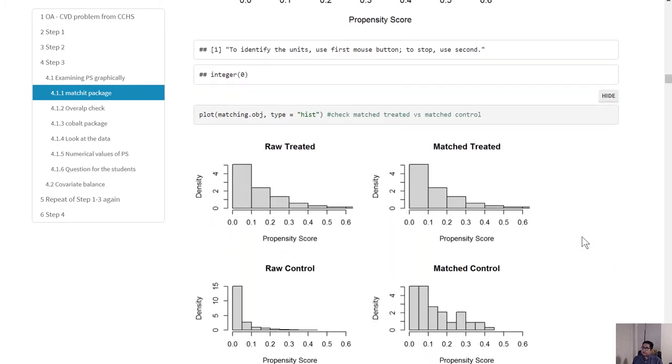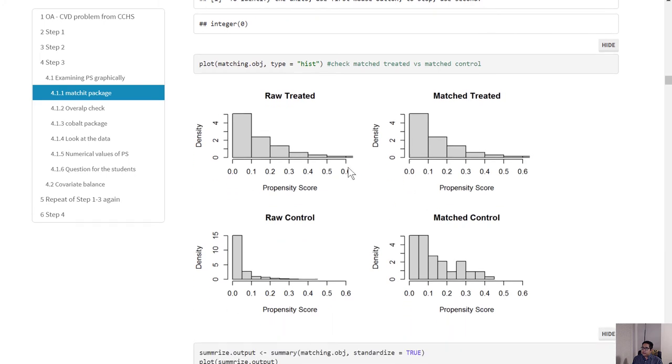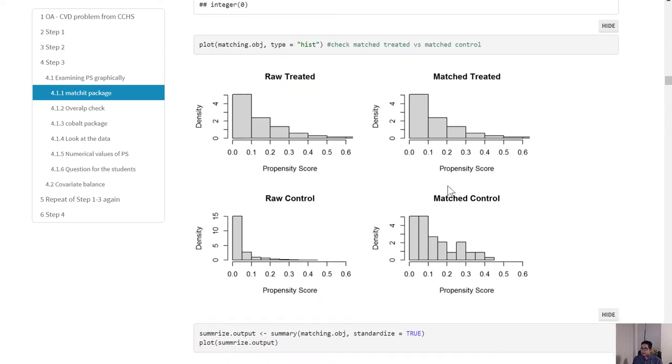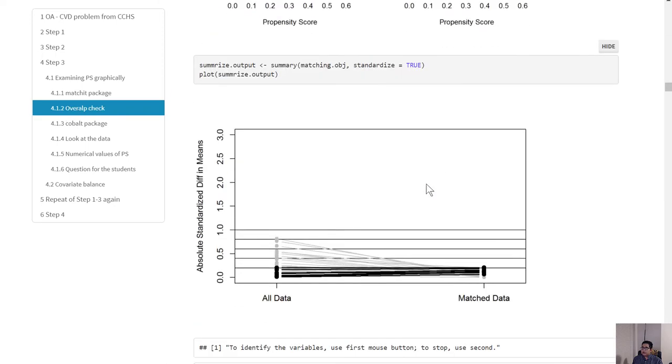All right, so with respect to the raw histogram of the propensity score, you can see that these look slightly different, but in terms of the treated, you can also see there are still some differences even after matching for the treated and control units' propensity score. All right, we can also do the absolute standardized difference in means plot checking. So this is in the original dataset, and this is in the matched dataset.